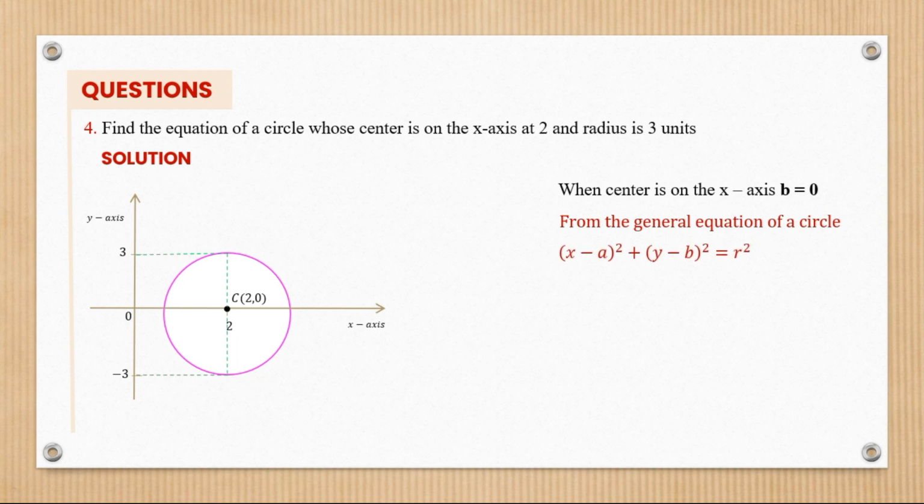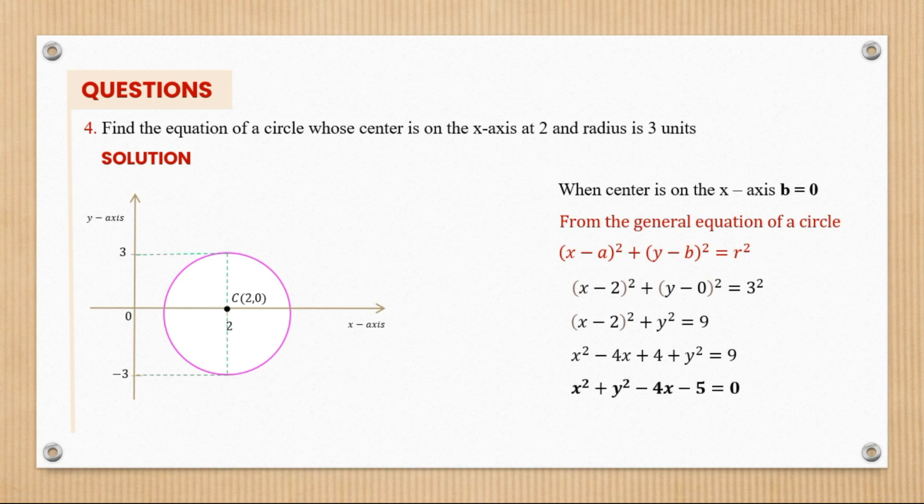So now we can solve and find the general equation of the circle from this formula. You shall have x minus 2 squared plus y squared is equal to 9, of which I shall have it as x squared plus y squared minus 4x minus 5 shall be equal to 0, and that is the equation of the circle.